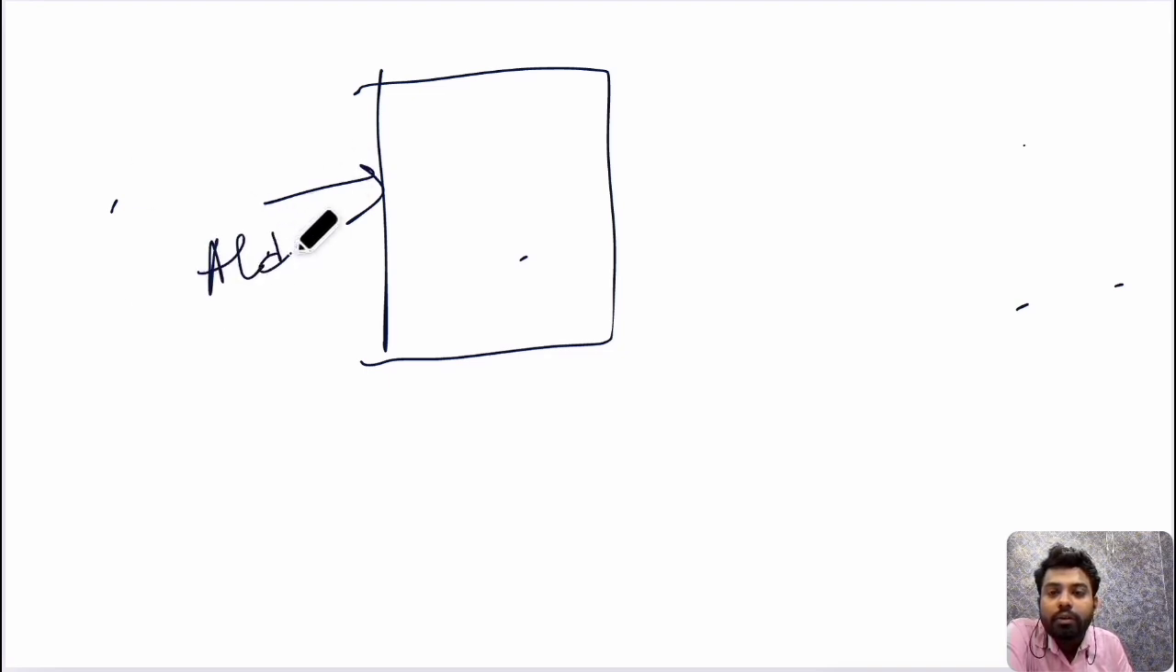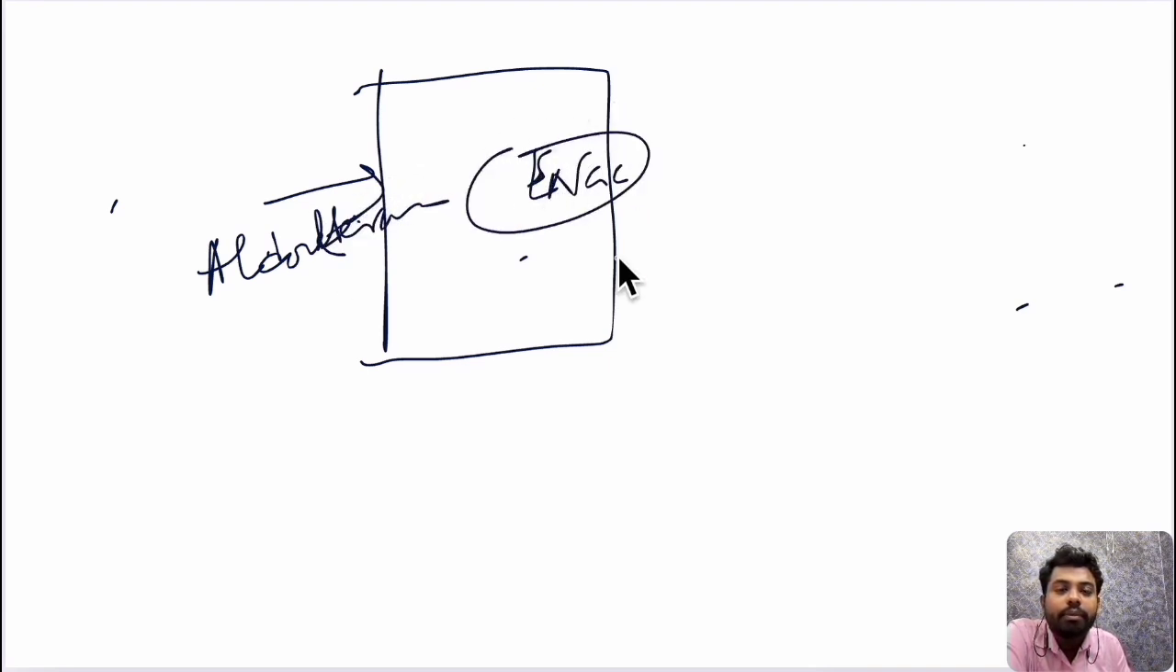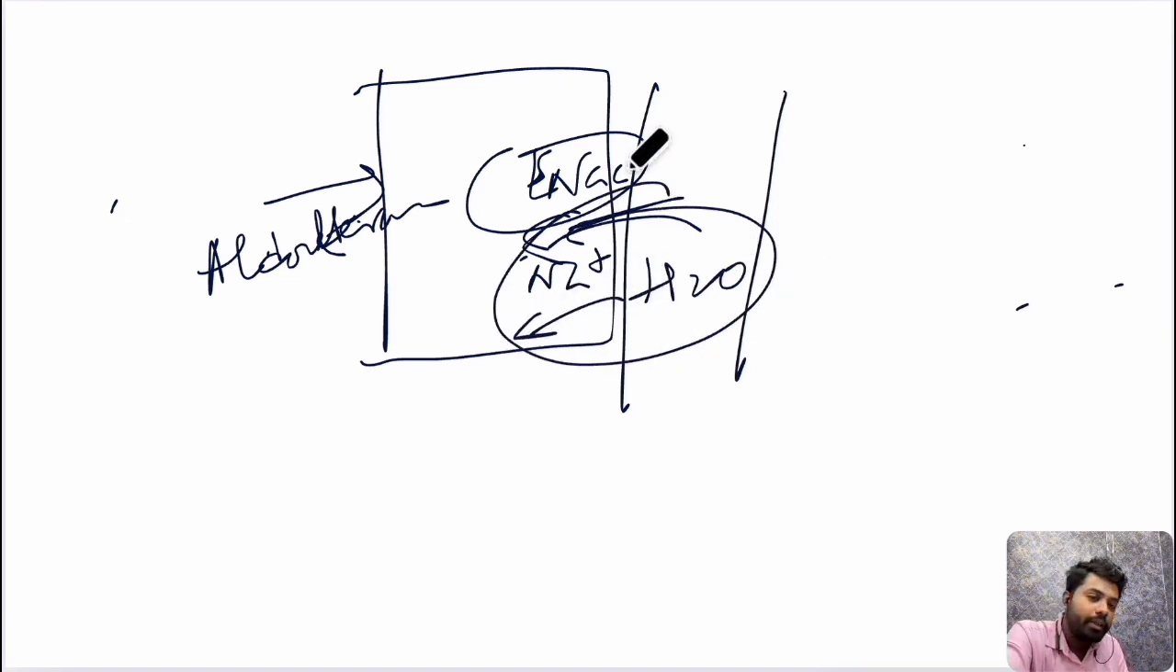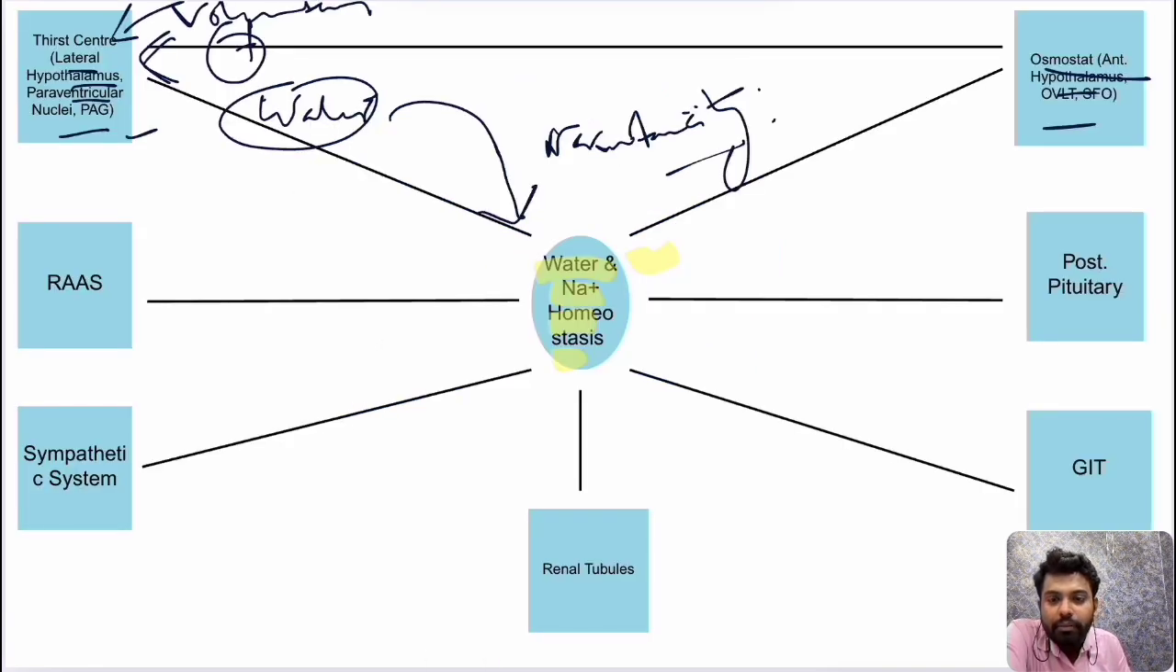Aldosterone will upregulate your ENaC channels present here. So it will directly absorb the sodium from the collecting duct cells, and along with it, water will also come inside. That's how the body primarily tries fine tuning of sodium water homeostasis. It is happening there. This is one mechanism.